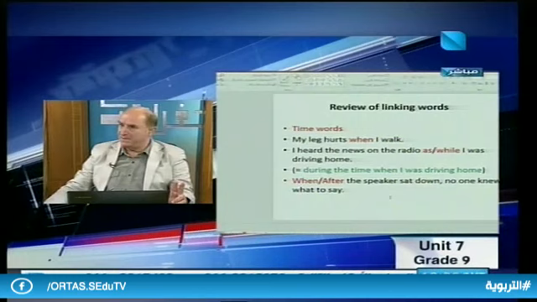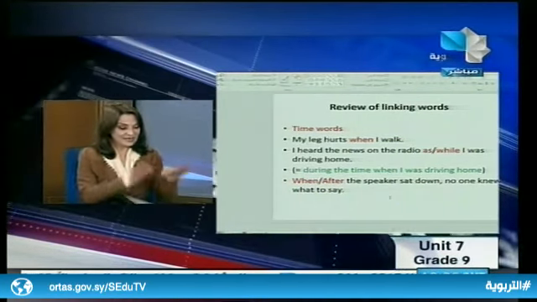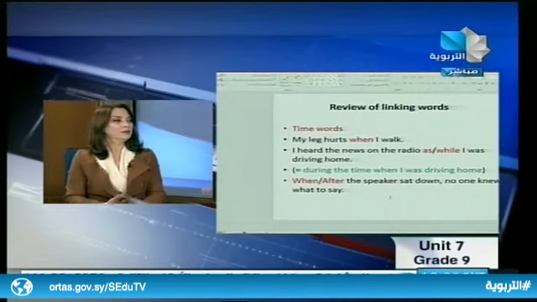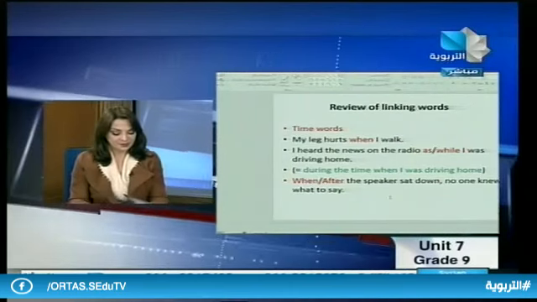So we have two verbs here. That's why "when" here can take the meaning of "after." When he sat down, no one knew, or after he sat down, no one knew. It has the same meaning because both are in the past simple.